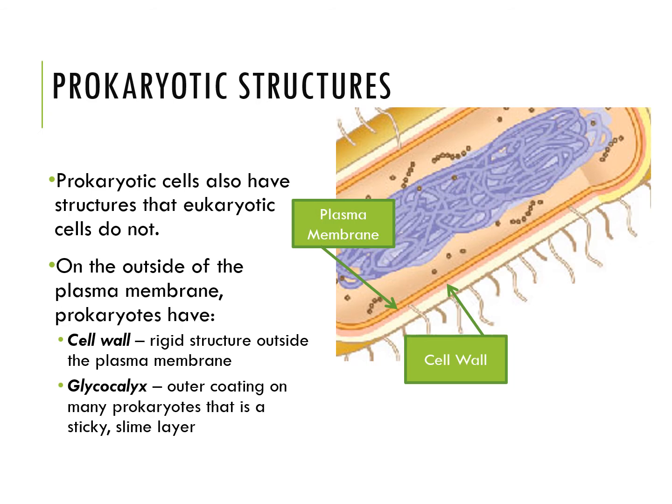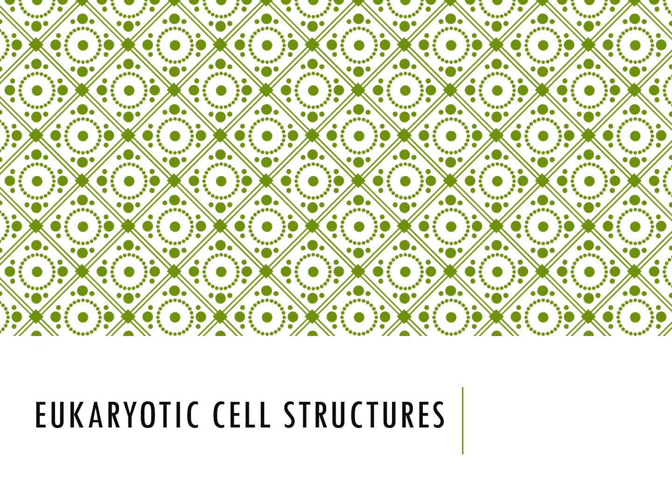Then you have the glycocalyx, which is an outer covering on many prokaryotes. That's just a slimy, sticky layer that allows them to attach to other organisms or to surfaces. So eukaryotes are a little bit more complex than prokaryotes. Prokaryotes really just have that cell wall, ribosomes, and DNA, which is housed in the center of the cell. But eukaryotes do have a lot more organelles, and we're going to get into that right now.